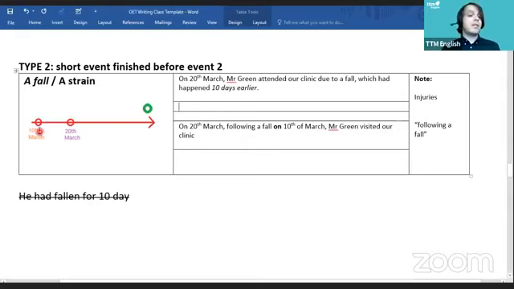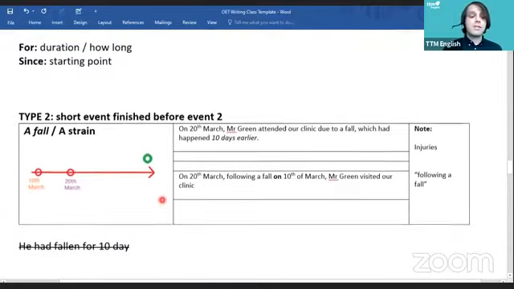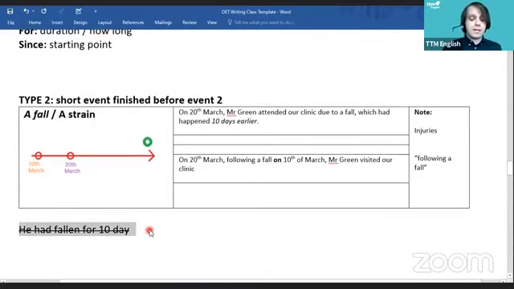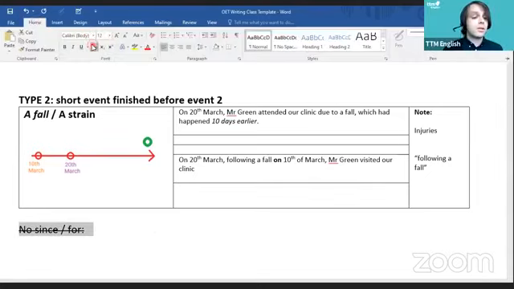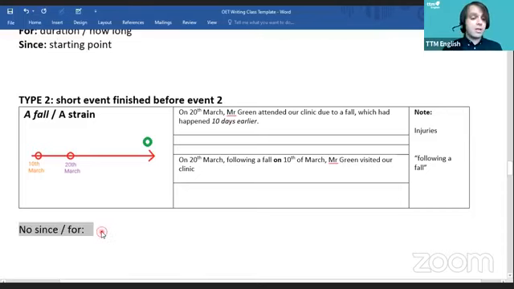Notice how this is finished in the past. We're not using since and for, are we? No since and for. Why? Because it's done. Done, exactly. It's not ongoing between those 2 points. So no since and for. The action is done. I like that.